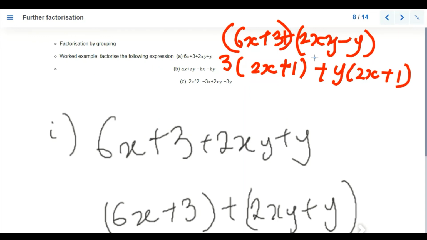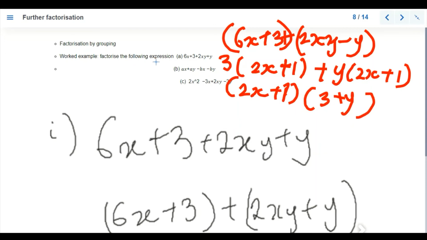If you look at what we have inside the bracket, we have a common expression inside the bracket. Now we can bring one of them out and bring out what we have outside the bracket. So we have 2x plus 1, which is the common term in the bracket. Then we have 3 plus y. So with that, we have factorized by grouping.